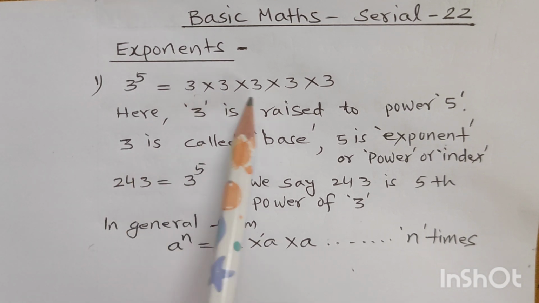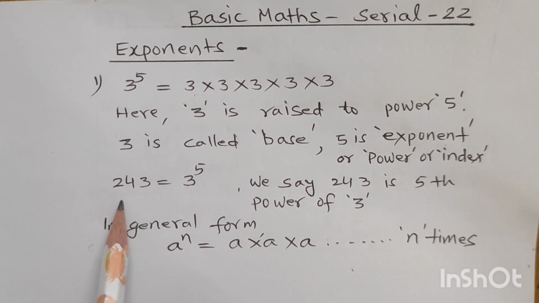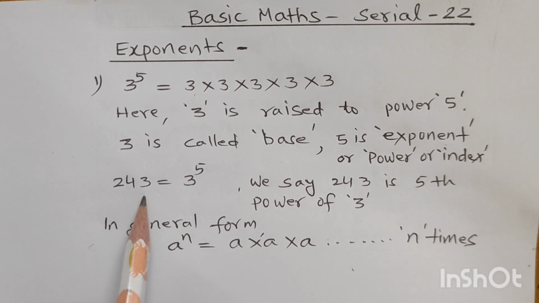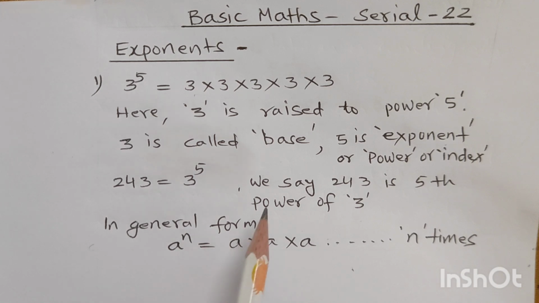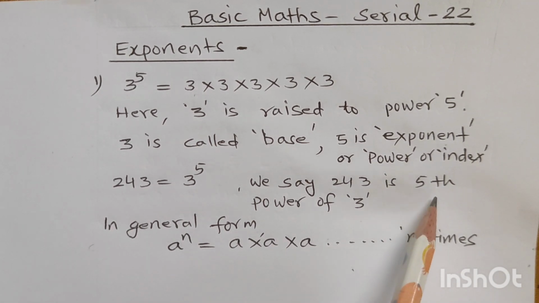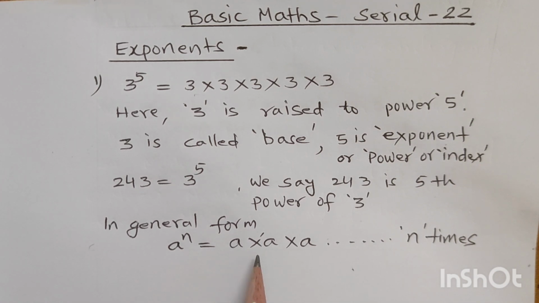Now if you multiply all these 3's, we will get 243. So 243 equals 3 raised to the power 5. We say 243 is the fifth power of 3. In general form, a to the power n equals a into a into a, n times.